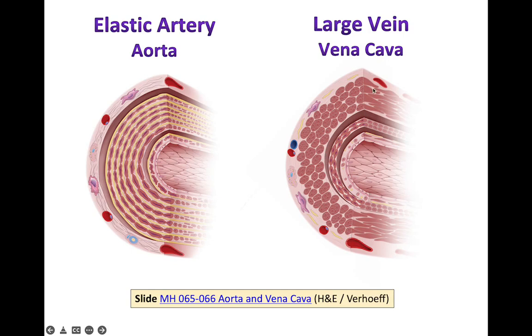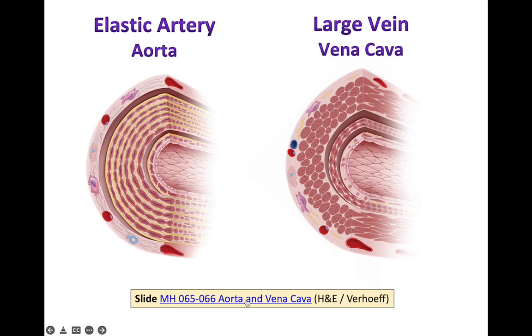But the tunica adventitia is very thick. It contains bundles of longitudinally arranged smooth muscles, and running in between these longitudinally arranged smooth muscles, we will have the connective tissue. And we can also find the vasa vasorum and the nervi vasorum, the fibers and fibroblasts. So the adventitia is very thin in elastic arteries, but the adventitia is very thick in large veins.